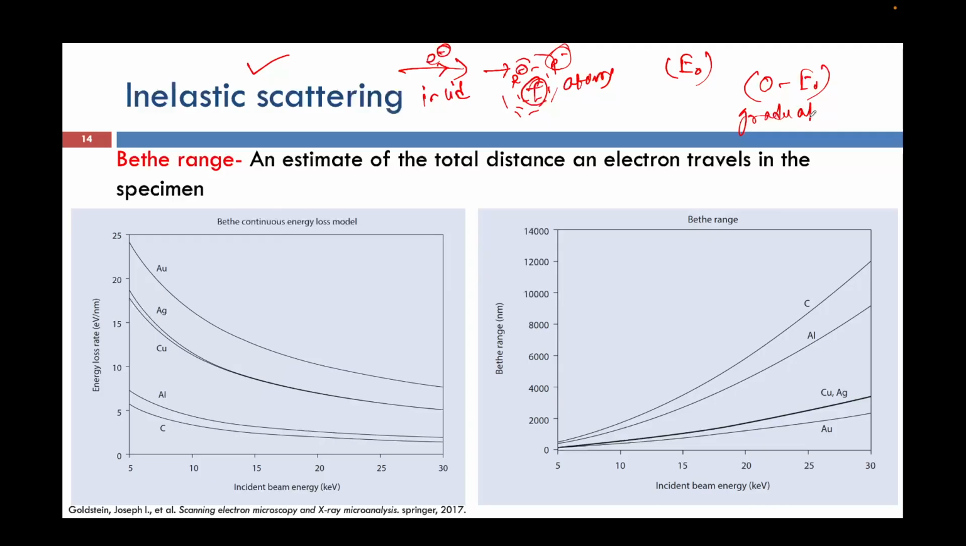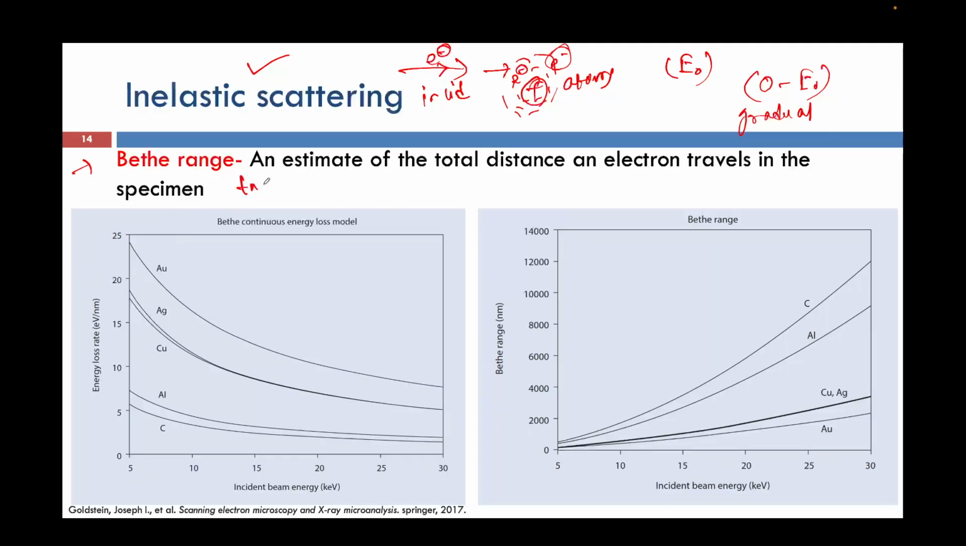It does not take place in an instantaneous manner. Okay, and so how to calculate the elastic scattering? Hans Bethe, a well-known scientist, has given one range that is called the Bethe range. So what does that Bethe range tell us? This tells us an estimate of the total distance an electron travels in the specimen.